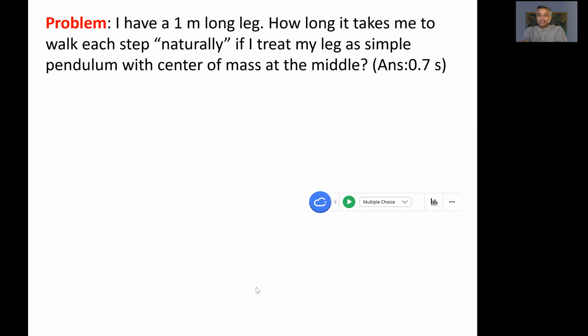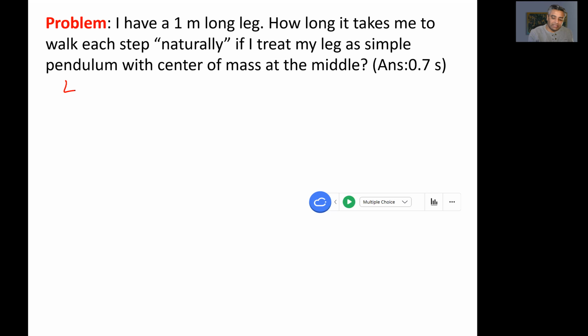So now, when we are walking, our leg is kind of acting like a pendulum, going back and forth, okay? It may not be an exact pendulum, but let's say we were to model that as a pendulum. What's going to happen? We can use the equation we just derived, okay? So it says, I have a 1 meter long leg.